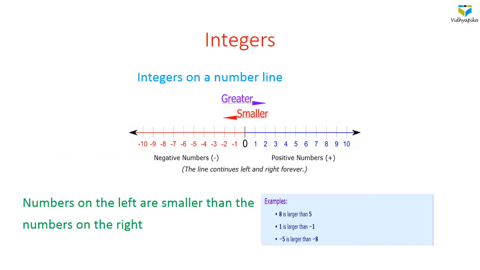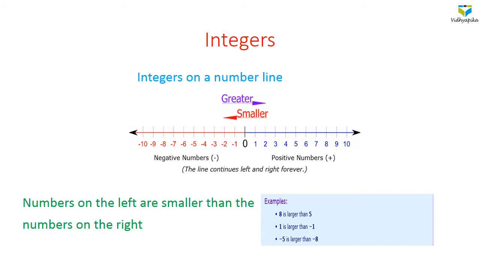Let us see how integers are plotted on a number line. With 0 in the middle, the positive numbers are marked on the right of 0, while the negative numbers are marked on the left of 0. Remember that numbers on the left are smaller than the numbers on the right.